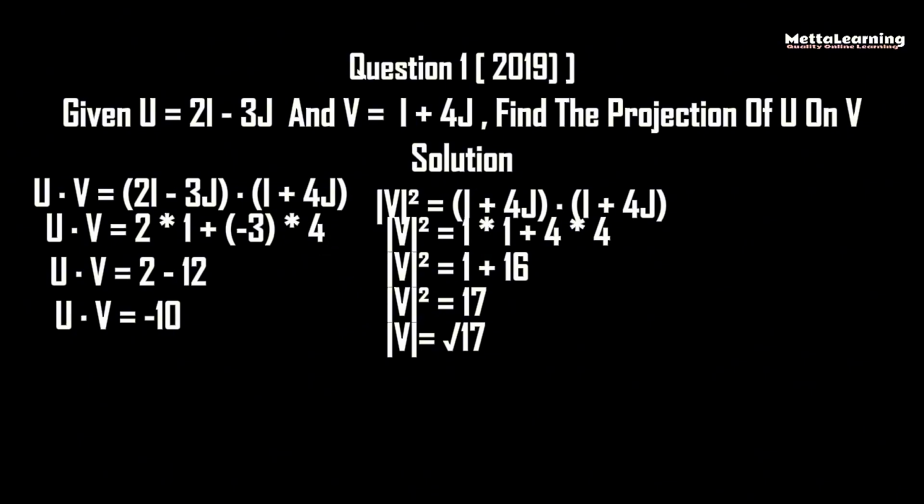Now to get our projection of u on v, it would be the scalar product u dot v, all divided by the magnitude. So u dot v is minus 10, all divided by the square root of 17. So the projection of u on v will be minus 10 divided by the square root of 17 as our final answer.